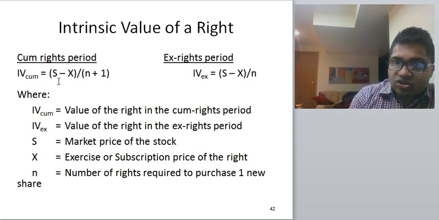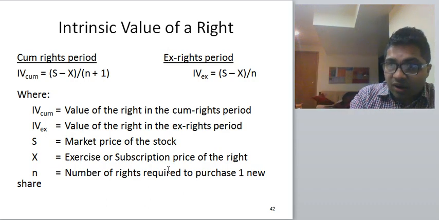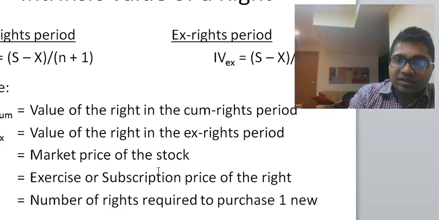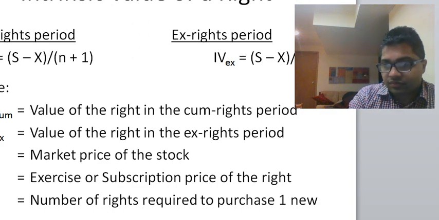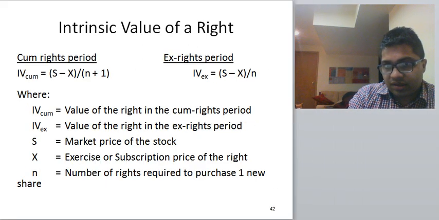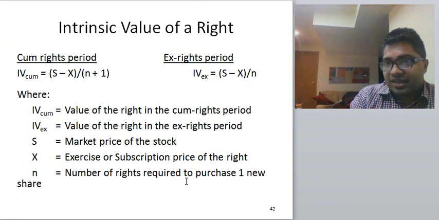That is the value of a right in the cum-right period. So it is the stock price minus the exercise price, how much price it is above, and you divide it by N plus 1, where N is the number of rights required to purchase one new share, and in the ex-right period you divide it by N.